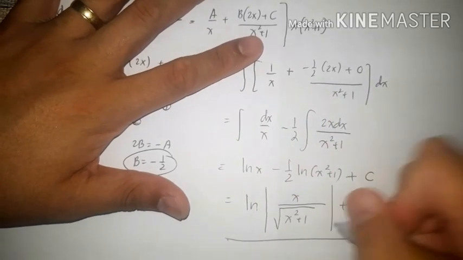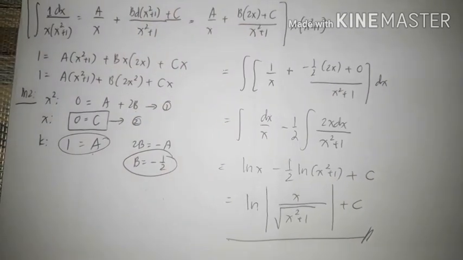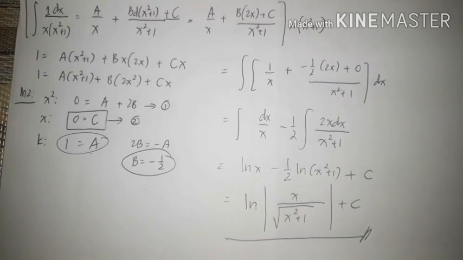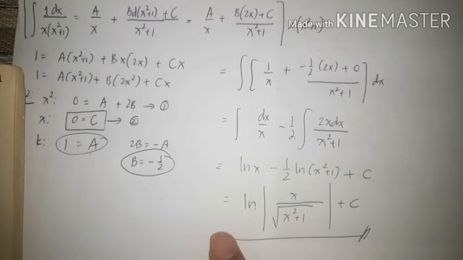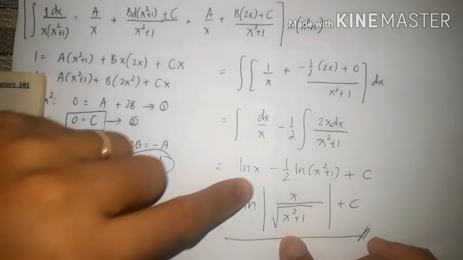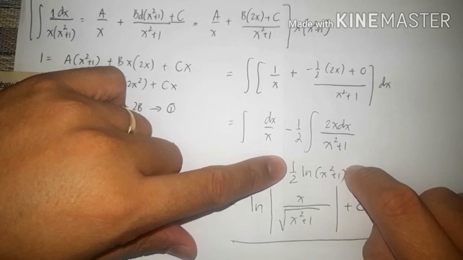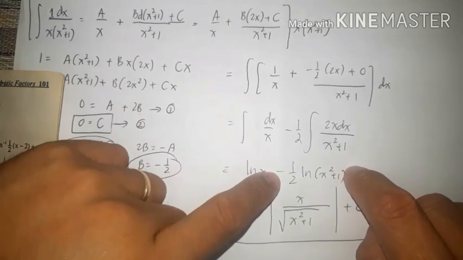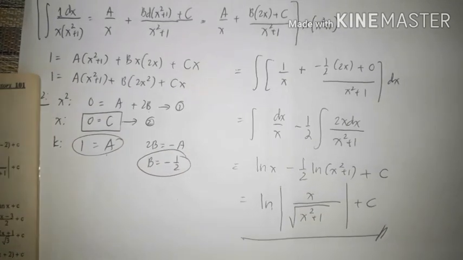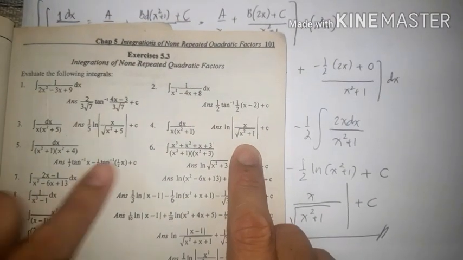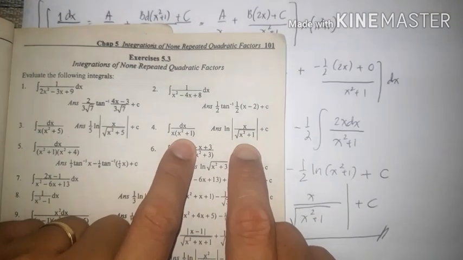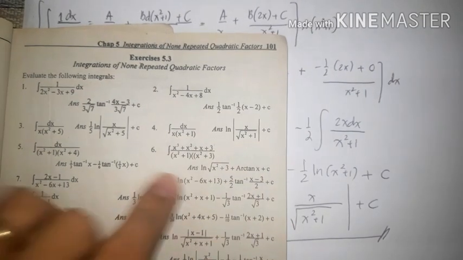So you can put an absolute value since wala naman tayong ln of a negative number. So ln of x over square root of, since this 1 half magiging exponent ni x squared plus 1, and x squared plus 1 raised to 1 half is square root, and since negative, so that must be quotient using properties of logarithms. So this must be the answer there. So ln of x over square root of x squared plus 1. So let us try to solve another problem. Example number 2.